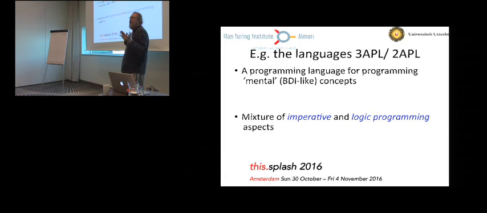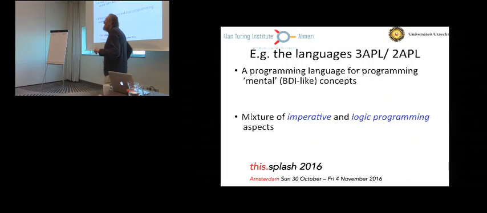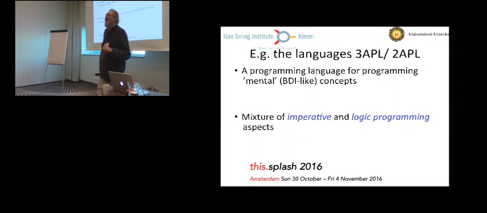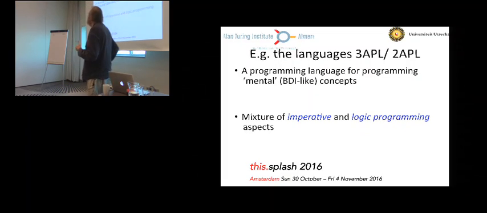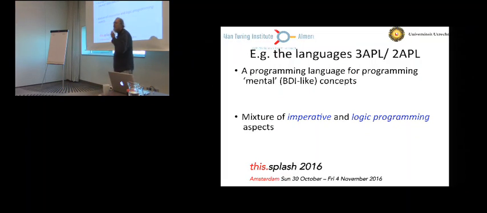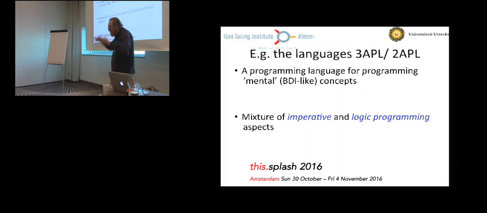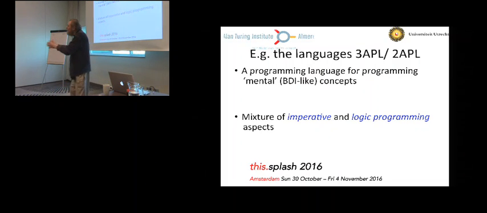So, triple APL and double APL. Well, triple APL was more or less defined by Kuhn. Later he went on with Gall. And at our place, Mehdi Dastani came and he turned it into double APL, which is a programming language for programming these mental BDI concepts. So you want, and that is exactly what Alessandro was telling you, you want to really not only use this in an architecture, but you want to really use these concepts in the language.